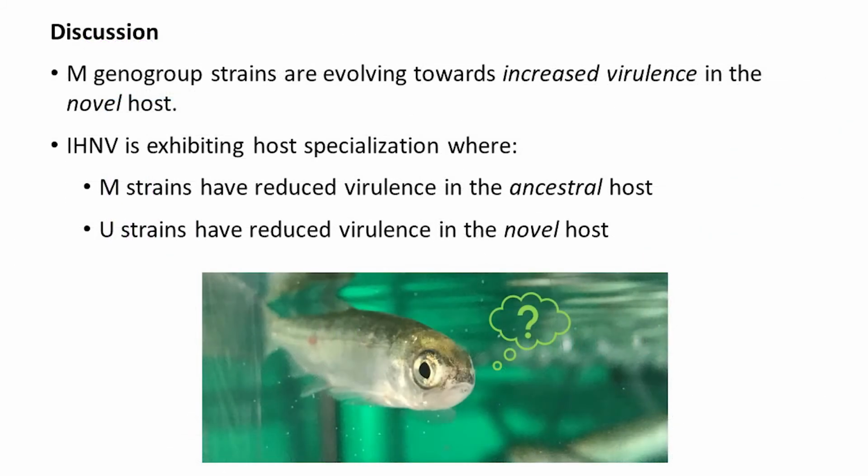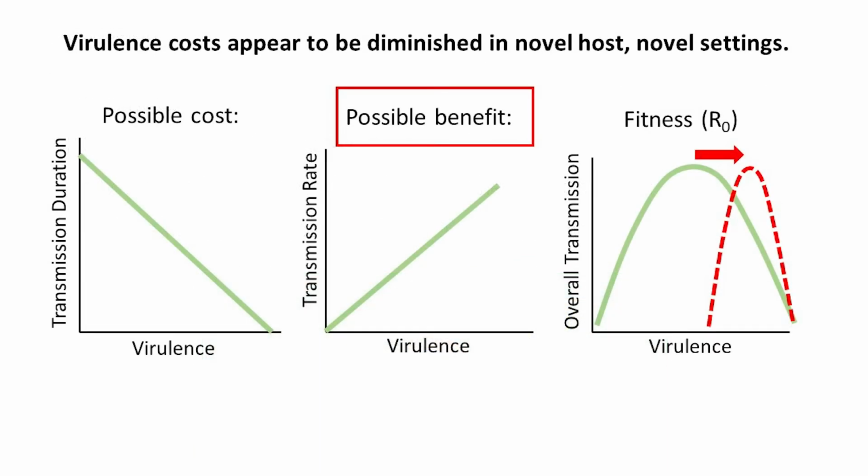So, as I said, virulence seems to be increasing among the viral isolates that are specifically associated with trout aquaculture, which is really concerning for that industry. And we also see that IHNV is exhibiting host specialization. So how does this fit into trade-off theory? This is the same graph as we've seen earlier, but it seems like virulence confers more of a benefit in this environment and host system, and we're actually seeing virulence shifted to the right for increased virulence.